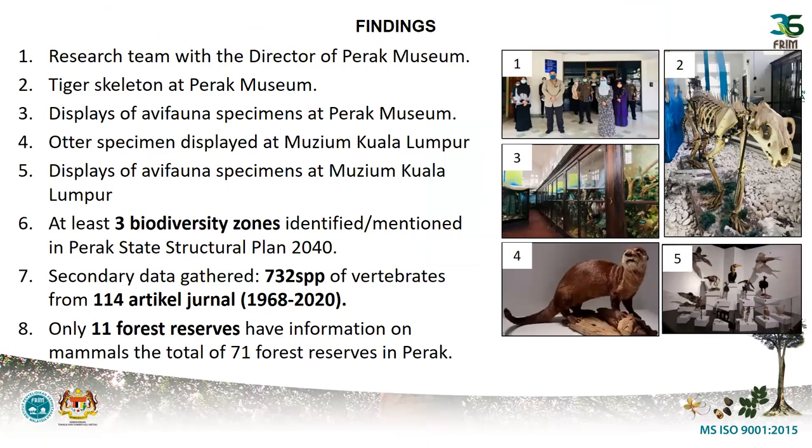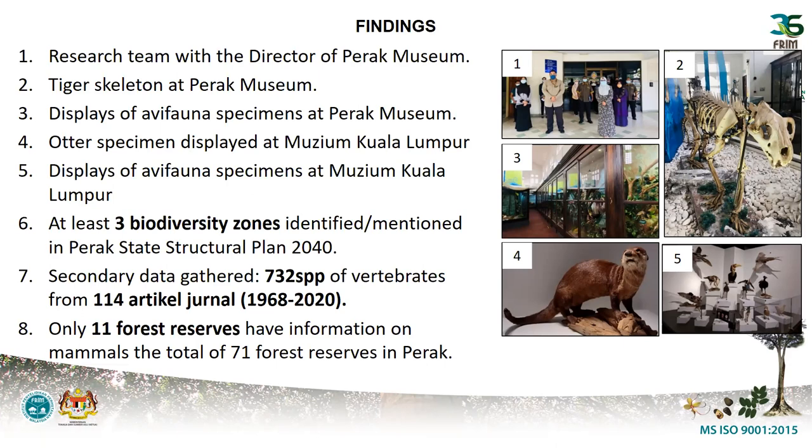Dan based on our findings for these 3 years, kita pergi ke gambar yang pertama tu, kita pergi berjumpa dengan pengarah Museum Perak. Kalau yang kedua tu skeleton, tiger skeleton. So tak perlu pergi Natural History Museum di luar, memadai untuk pergi ke Museum Perak, bayar RM2, RM3, you boleh tengok all these specimens in a good display. Nombor tiga tu all the displays, all the curated avifauna specimens. Nombor empat tu adalah Muzium Kuala Lumpur.